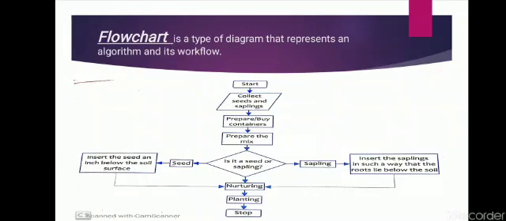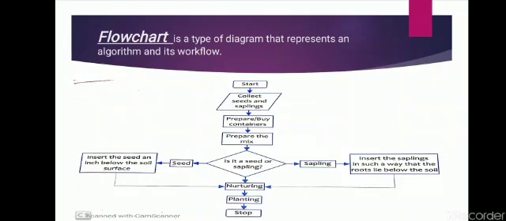Then the process box, where we prepare or bind the containers. Then we have to take a decision, that is, whether we have seeds or saplings. So two possibilities are here. If it is a seed, insert the seed an inch below the soil surface. And if it is a sapling, insert the sapling in such a way that the roots lie below the soil.